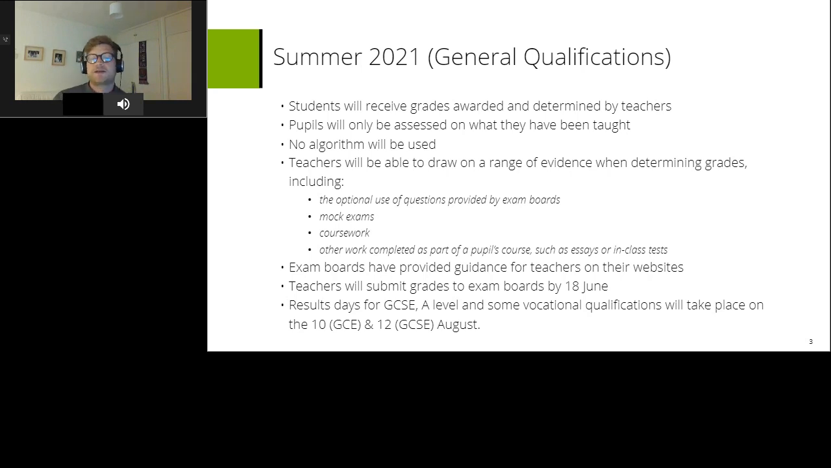All grades need to be submitted to exam boards by the 18th of June. Slight change to results days this year for GCSE, A level, other level two and level three qualifications, including some vocational qualifications. They will take place on the 10th and the 12th of August, with the 10th of August being the GCE, so the A levels, AS levels, international A levels, and other level three qualifications coming first.